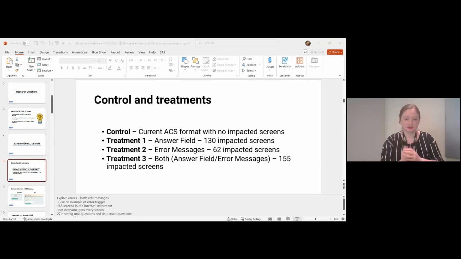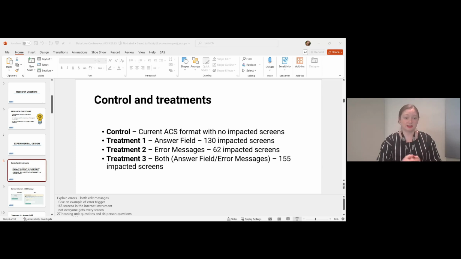So answer fields are going to be a lot more than error messages. Treatment 3 is going to have both. So we're going to have some questions that have both changes to the answer field and changes to the error messages. So I'm going to show you pictures to let you know how those changes look. So this is what the control looks like. This is what you currently get if you're filling out the ACS online.